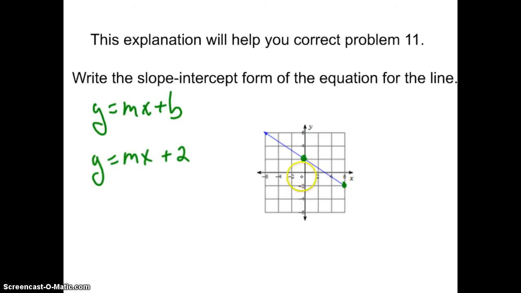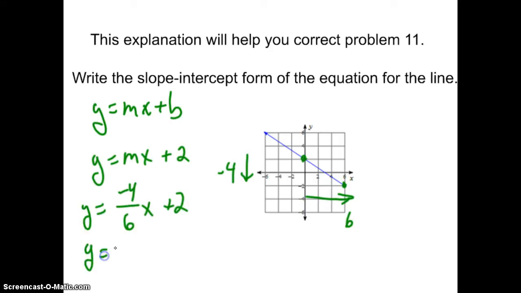This is going down in increments of 2. So it's going down 4, and it's going over 2, 4, 6, and it's going over 6. So the slope for this is negative 4/6 x plus 2, and then we would simplify that to be negative 2/3 x plus 2.